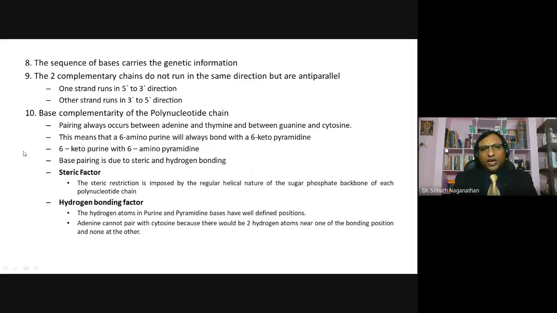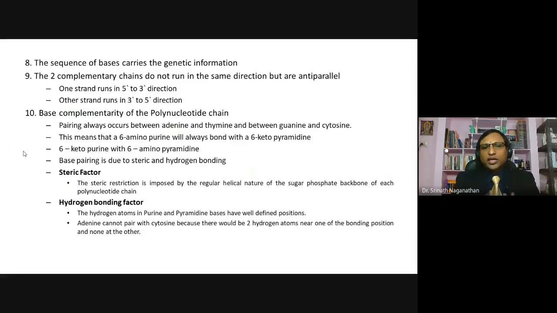So the sequence of bases carries the genetic information. The two complementary chains do not run in the same direction, but they are anti-parallel. So we call them 5' to 3' and 3' to 5'. The base complementarity of the polynucleotide chain, as we have seen, occurs between adenine and thymine and between guanine and cytosine only. This means 6-amino purines will always bond with 6-keto pyrimidines, and 6-keto purines will pair with 6-amino pyrimidines.